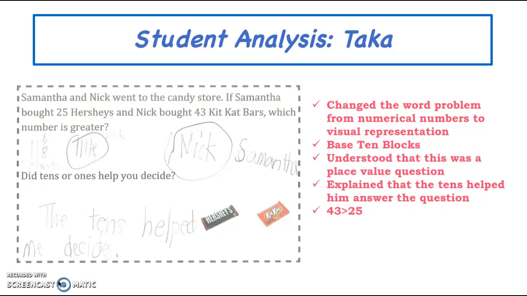than 25. Now for the second part of the question, he also understood that the 10s helped him decide, which really meant that he understood that 25, 2 is in the 10s place, and for 43, 4 is in the 10s place, and 4 is greater than 2, so the 10s helped him decide.